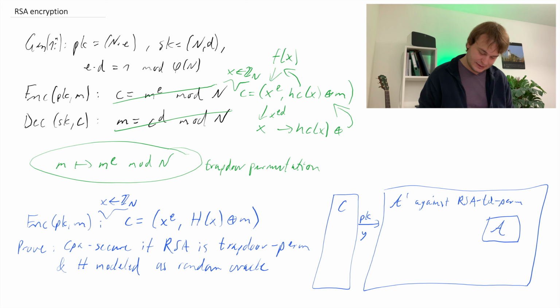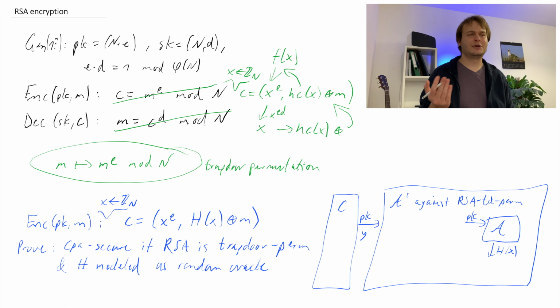So how do we do this? We give the public key to A. A will ask oracle queries for h of x. And our trick will be that we will just hope that at some point A will query for the hash value of our preimage that we're looking for. And if it does that, then we just output x to our challenger and we'll have won our RSA experiment.